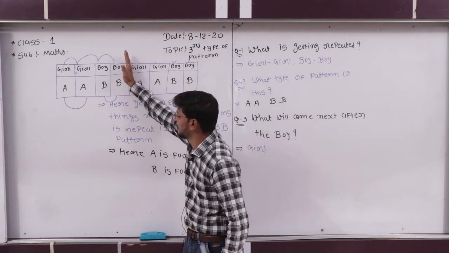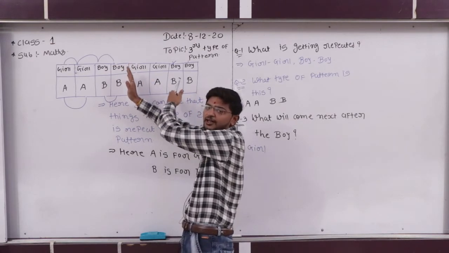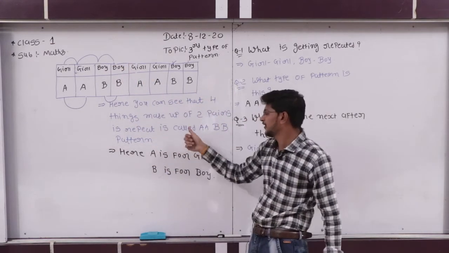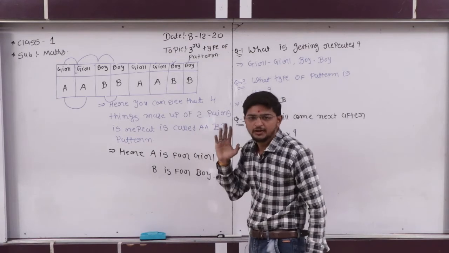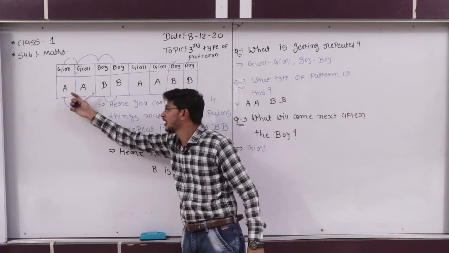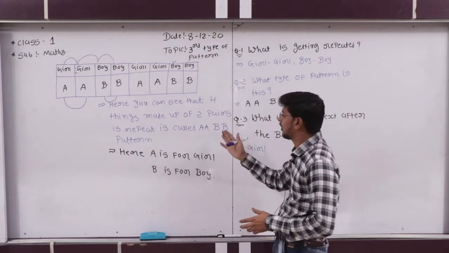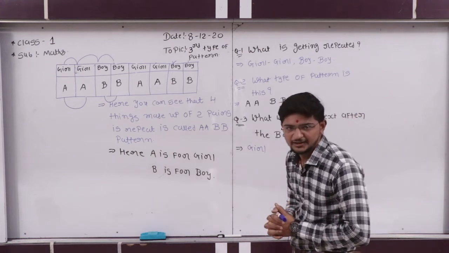This is the first AABB pattern. Here also you can see that it is a repeated AA and BB, right? So this repeat is called an AABB pattern, right? Here A is for a girl and B is for a boy. So this is our AABB pattern, right?